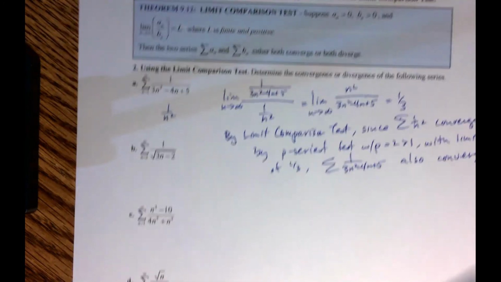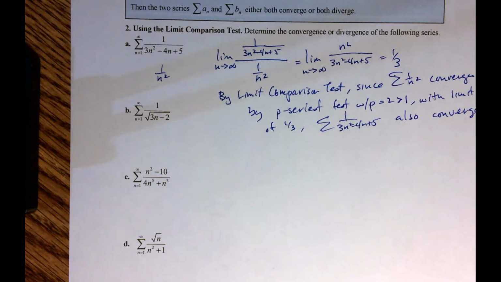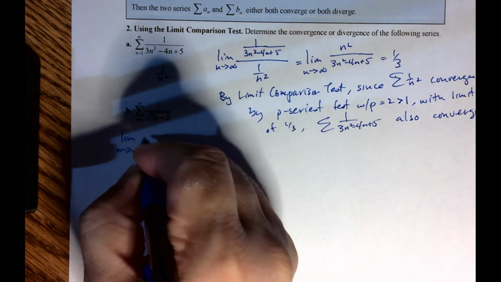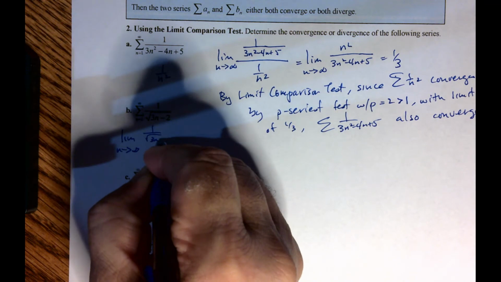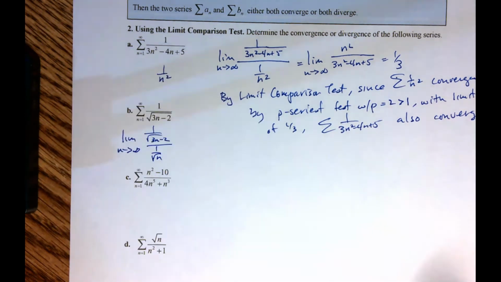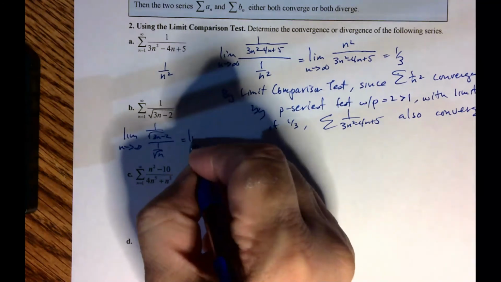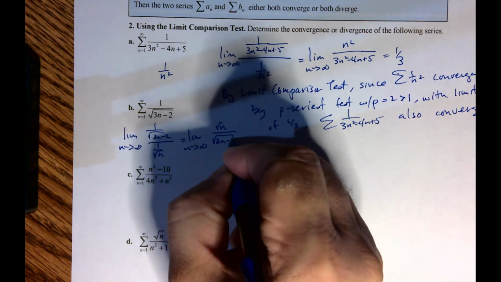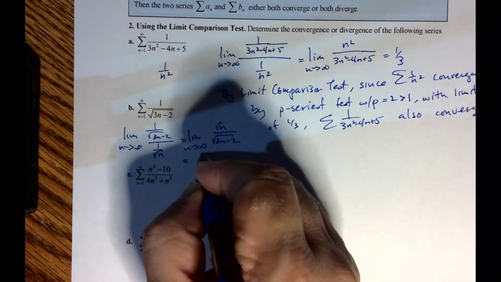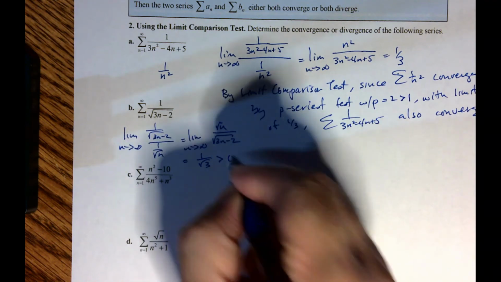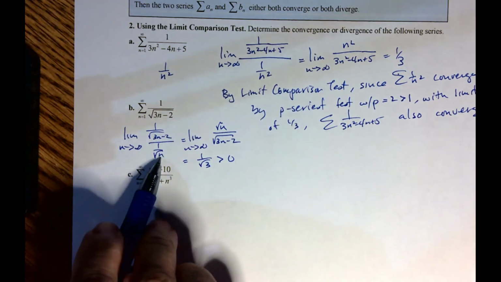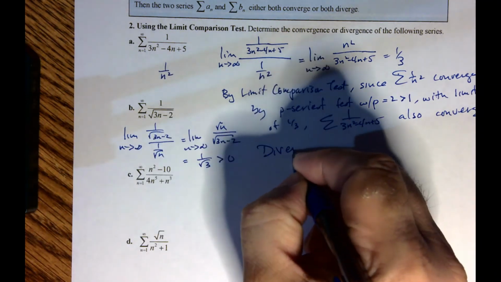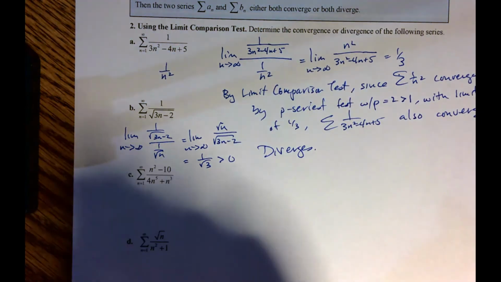What would you compare this one to? I would compare that one to 1 over square root of n. So let's take that limit as n goes to infinity: 1 over square root of 3n minus 2, over 1 over square root of n. That's the limit of square root of n over square root of 3n minus 2, and that will be 1 over square root of 3, which is greater than 0 and finite. I know 1 over square root of n diverges, so this one diverges by the limit comparison test. I'm running out of space, so I'm not doing that.